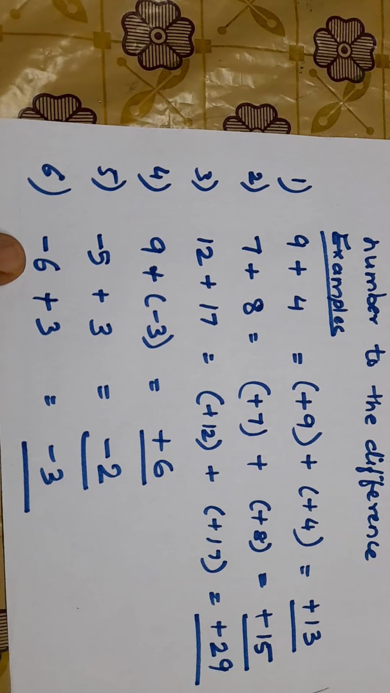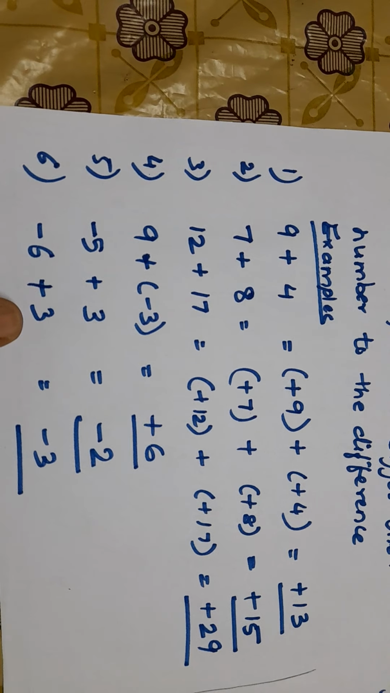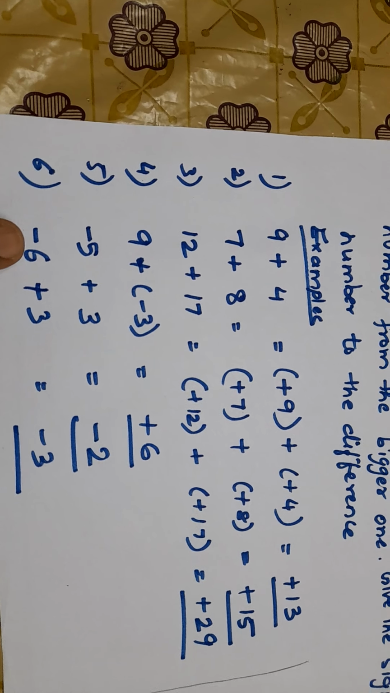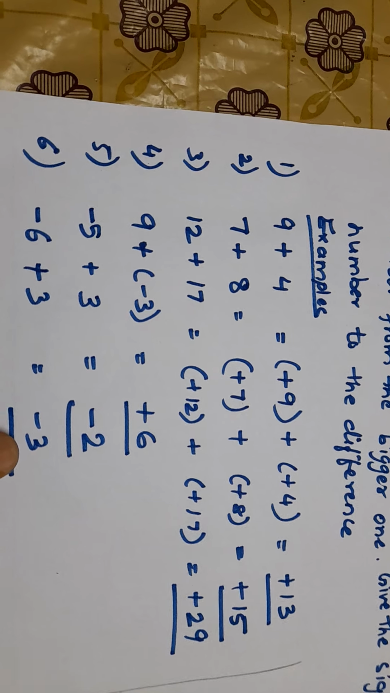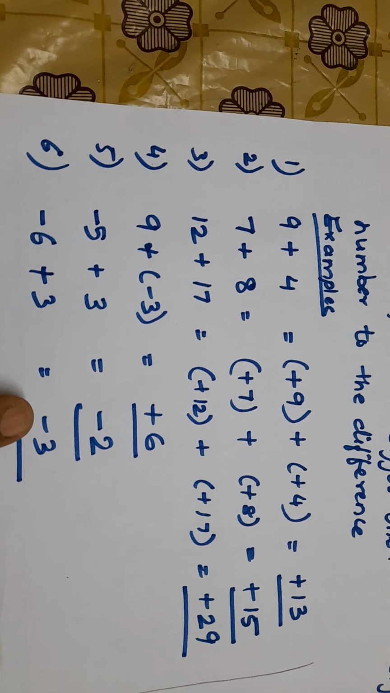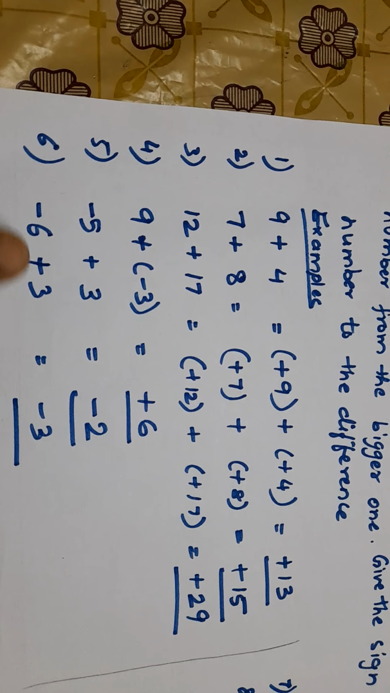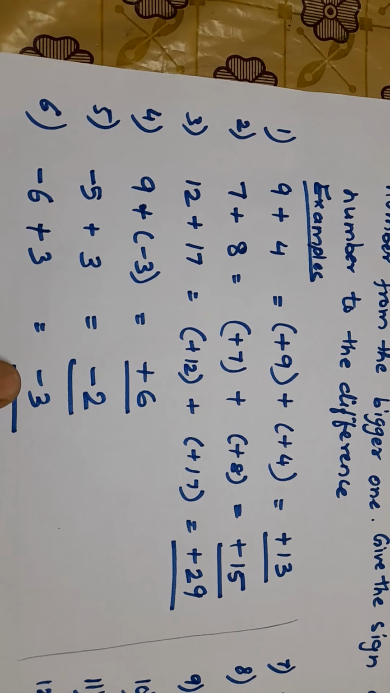Similarly here, minus 6 plus 3. Here, when two numbers are having different sign, then you have to subtract the smaller number from the greater one. So 6 minus 3, the answer will be 3, but the greater number carries minus sign, so the answer will be minus 3. Whatever sign the bigger number is carrying, you have to give the same sign to the answer.